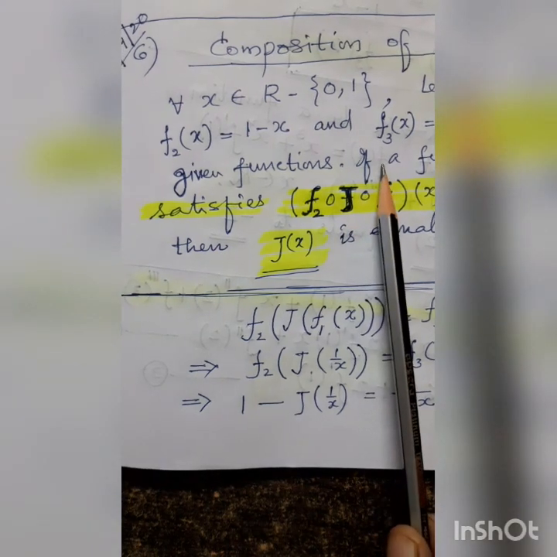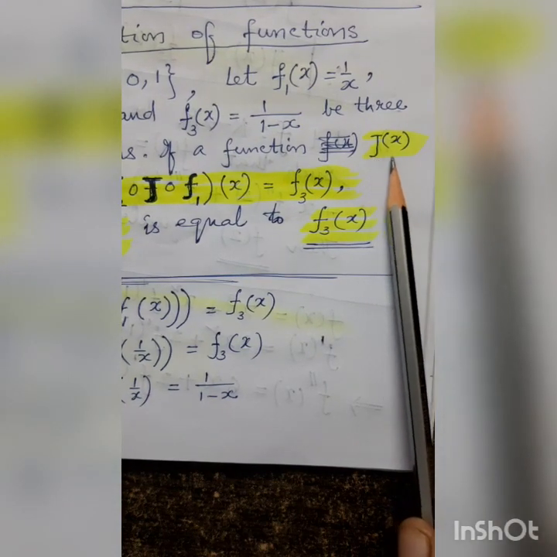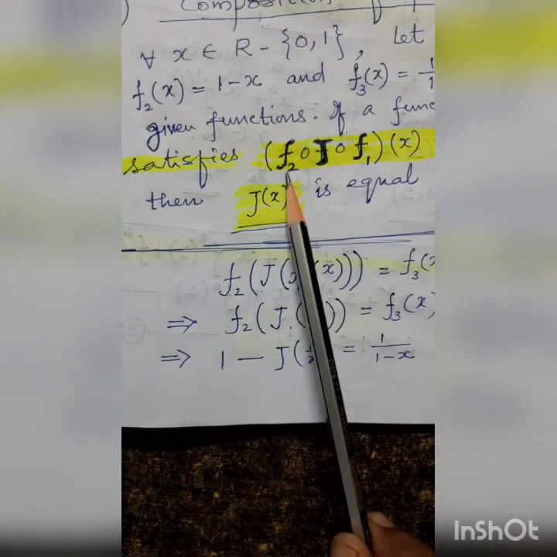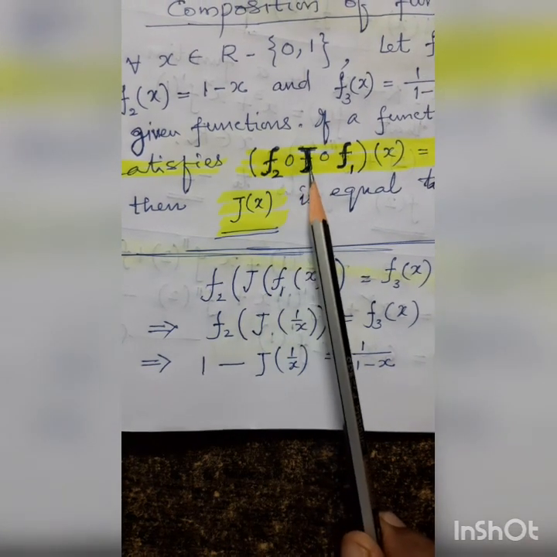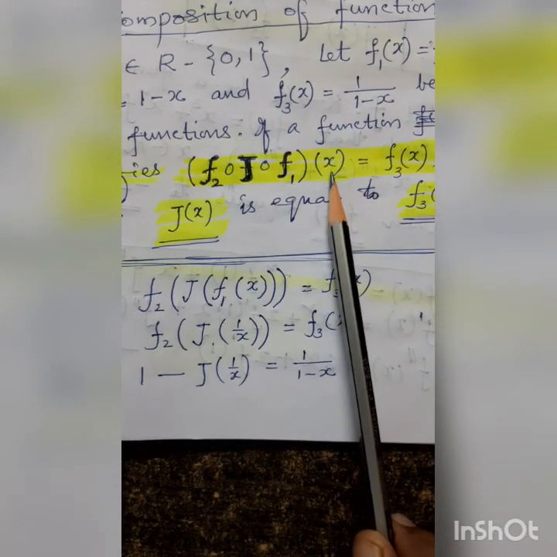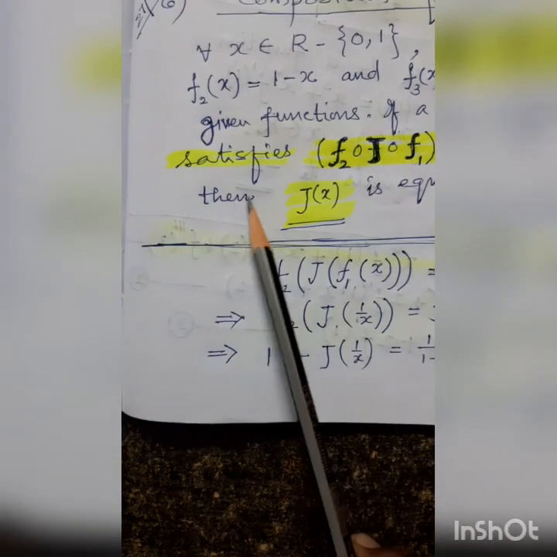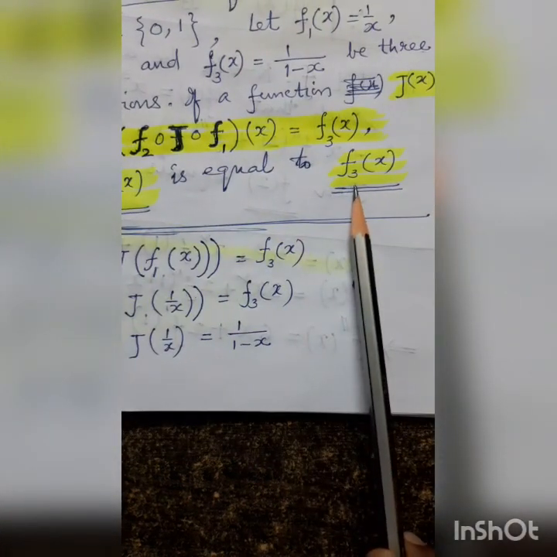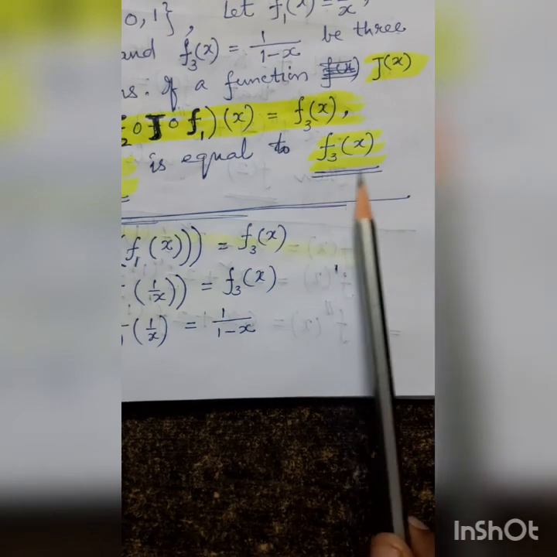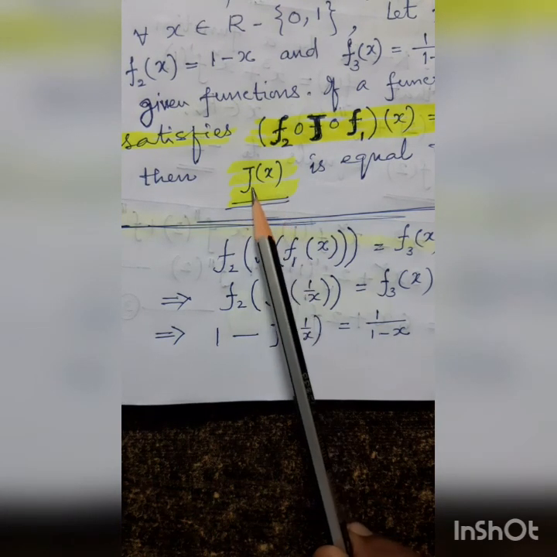If a function j of x satisfies f2 circle j circle f1 of x equals f3 of x, then j of x is equal to which of the options: f3 of x, f1 of x, f2 of x, f3 of x, all these options in the question. What is j of x? We have to find.